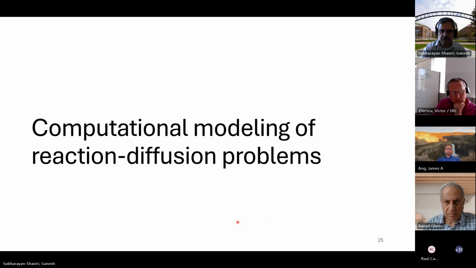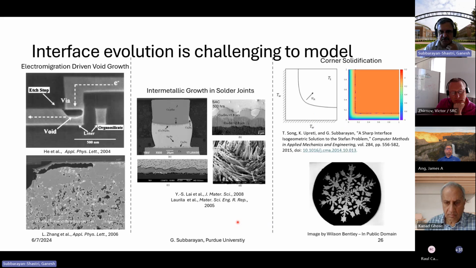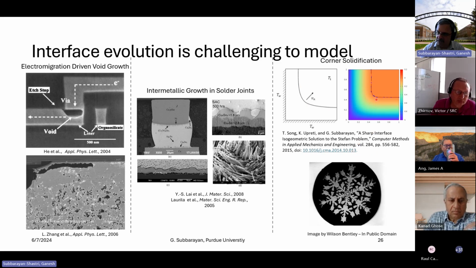So, okay, then let me move on to computational modeling of these reaction diffusion problems. Interface evolution is fairly challenging to model. In general, here, for instance, is an example of a solidification model that we've done in the past. So again, now what you're dealing with is an evolving interface. If you're using mesh-based techniques like finite element techniques, as these interfaces evolve, you need to remesh. So that's not very viable.